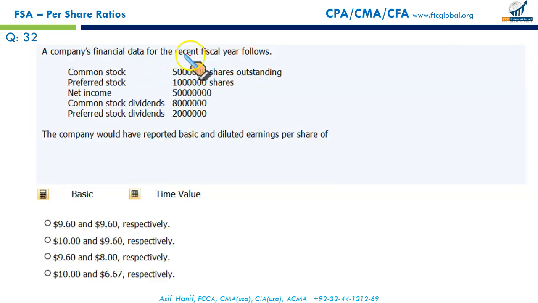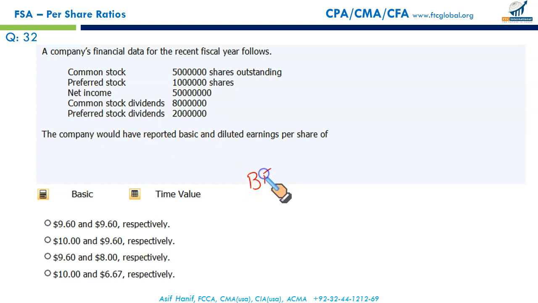Our company's financial data for the recent fiscal year is as follows. Common stock, 5 million shares outstanding. Preferred stock, 1 million shares. Net income, $50 million. And common stock dividend, that is $8 million. And preferred stock dividend, that is $2 million. The company would have reported basic and diluted earnings per share as follows.